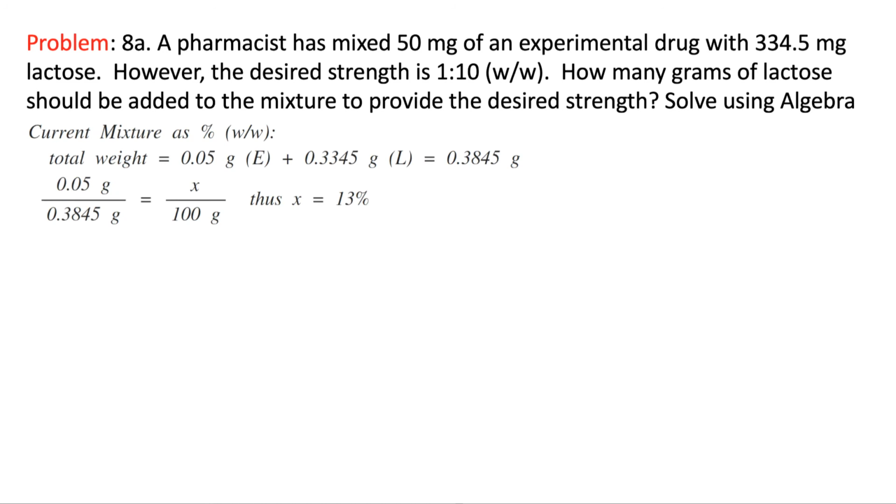The first thing I suggest is to calculate our current mixture and determine its percent weight per weight concentration. That's actually a little bit tricky because I was given the individual parts: 50 milligrams of experimental drug and a certain amount of lactose. So my first step is to come up with the total weight. I'm going to express everything in grams to simplify the percent calculation. 50 milligrams of experimental drug is the same as 0.05 grams of that drug.